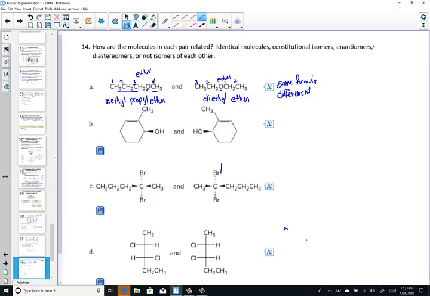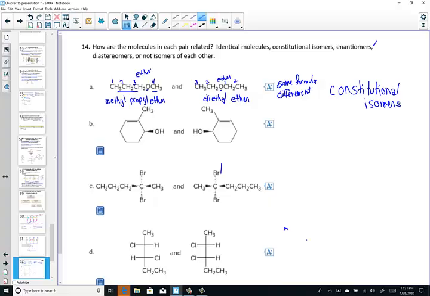So I would need a chiral carbon to even consider enantiomers for that choice, and diastereomers still need a chiral carbon. And since they have the same molecular formula connected in a different way, I hope you wrote down constitutional isomers. They have different names: diethyl ether, methyl propyl ether. Same number of carbon, same number of hydrogen, same number of oxygen, just attached in a different order, giving it a unique name. Very definition of constitutional isomers.